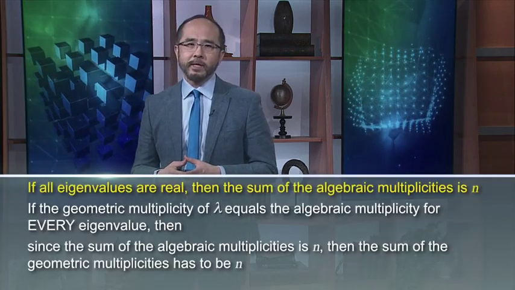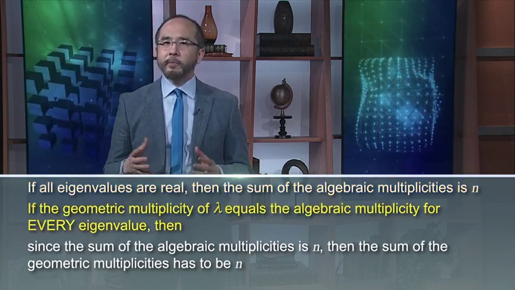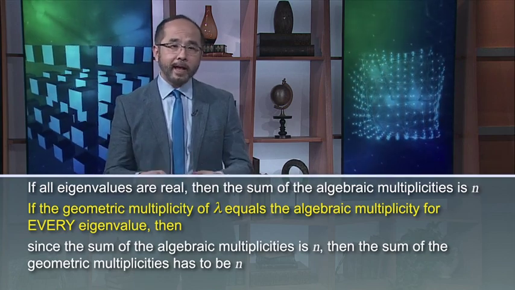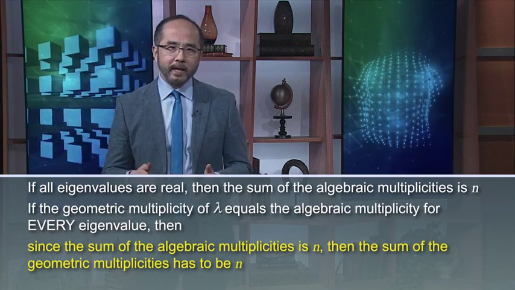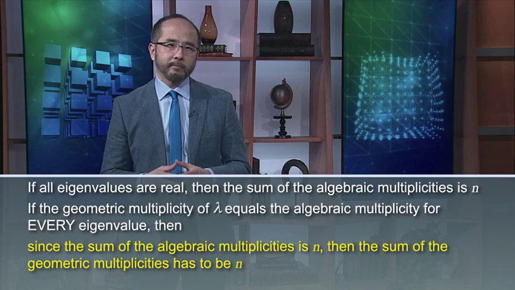For instance, suppose all the eigenvalues are real. Then if the geometric multiplicity of lambda equals the algebraic multiplicity for every eigenvalue, then since the sum of the algebraic multiplicities is n, the sum of the geometric multiplicities also has to be n. In that case, you'll have a full basis of eigenvectors. Namely, just take a basis for each eigenspace, because as we'll soon see, eigenvectors from different eigenspaces must be linearly independent.